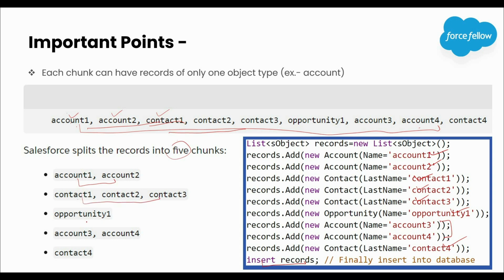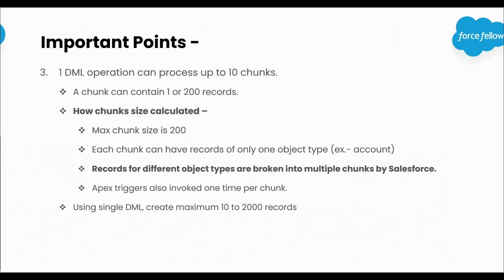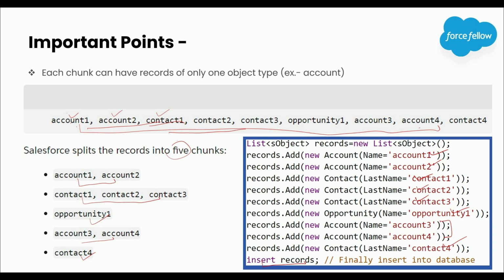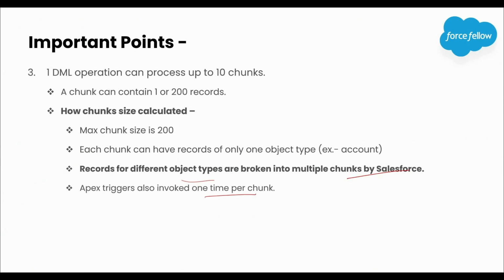Then this opportunity record will be processed into a separate chunk, and similarly these 2 accounts will be processed into the 4th chunk, and this last contact will be processed into the 5th chunk. Okay? So in a nutshell, we can say records for different object types are broken into multiple chunks by Salesforce. And also triggers are invoked one time per chunk. It means, let's say if we have created a trigger on the account object, then as per this example, our trigger will be called 2 times. Okay? I hope this point is clear to you, like how the chunk size is calculated in Salesforce.